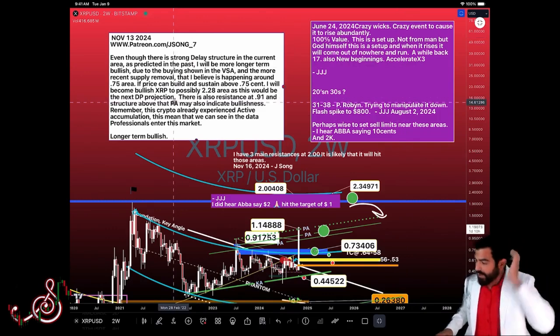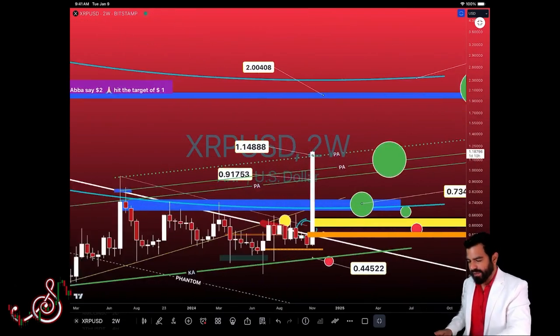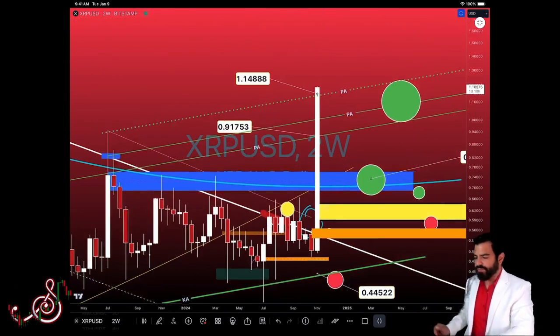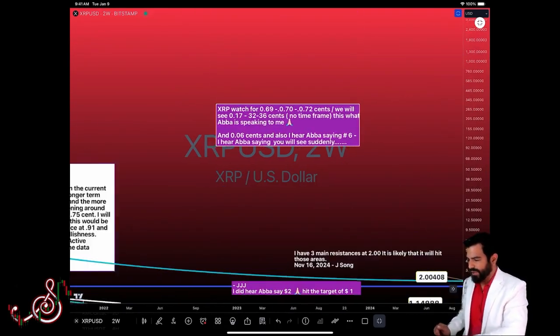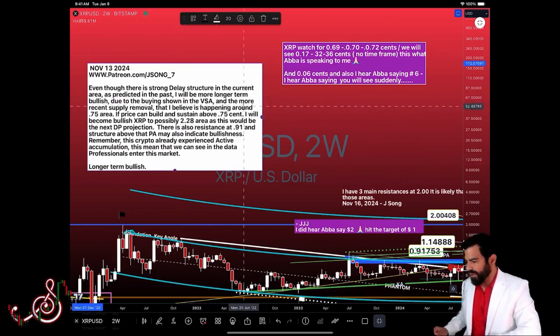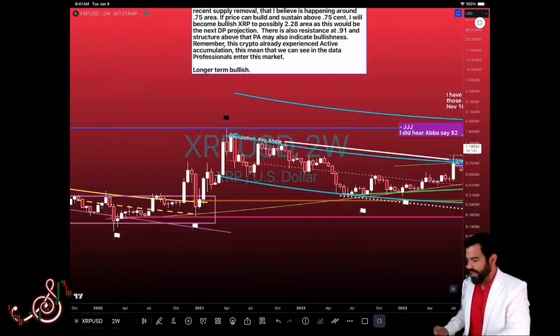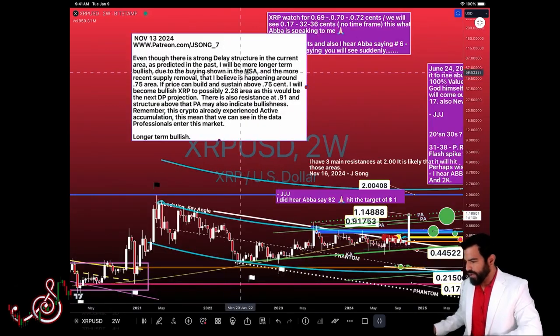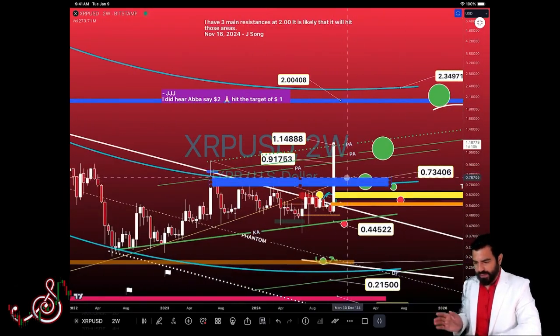To finish up XRP here, from November 13, I wrote, even though this is a strong supply structure at the moment, and that was price bouncing in this area, and this area, a little bit here, I will be more longer term bullish due to the buying shown in the VSA, and that's the buying on the flags I showed you in white here, and also here. The more recent supply removal, I believe, is happening around the 0.75 cent area. So we cleared, and that was this area here, closer to here in the blue.